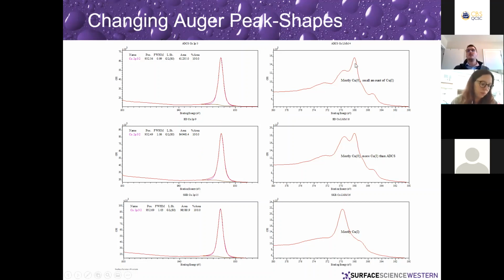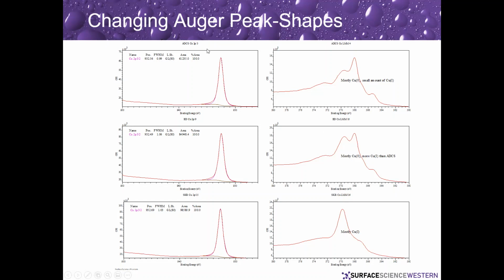If you take the Auger parameter, you can then say, okay, things shift around. And if it's a pure system, you can tell very easily. But if you have a mixed system, you can see that things are changing within this Auger spectrum. The shape of it is changing, the position of it is changing, even though this peak is still the same.